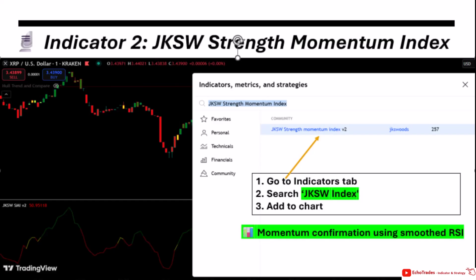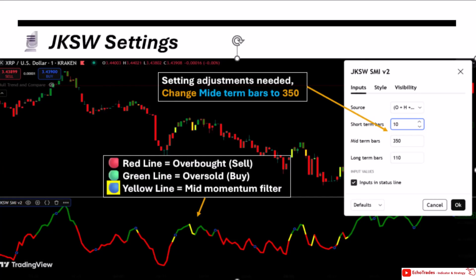Okay, multi-length RSI, and specific settings for this one too. Oh yeah. Overbought is green, oversold is red, midline is blue. Importantly, the source is changed from the default to just close, so it focuses purely on closing prices. And the bar lengths are critical. Short bar is at 10, mid bar is at 350, and long bar is at 110. These different lengths give you a layered view of momentum, short-term and longer-term perspectives together.